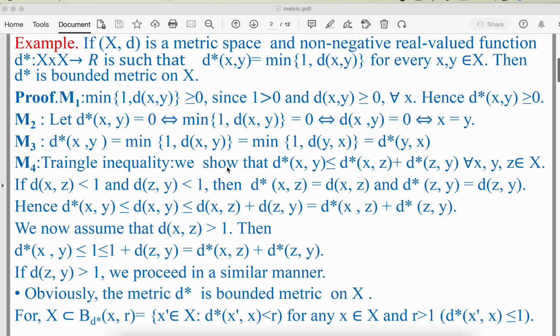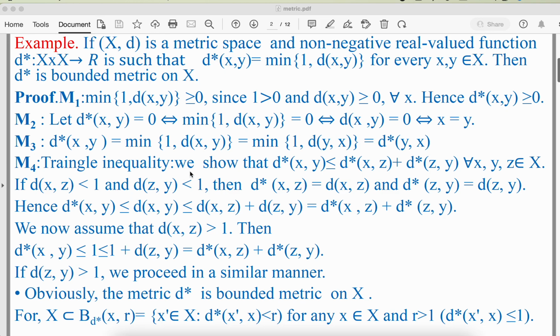Now we will check the triangle inequality. Means we will show that d star(x, y) is less than or equal to d star(x, z) plus d star(z, y) for all x, y, z belonging to X. So from the definition we see that d star(x, y) is 1 if 1 is less than d(x, y), and d star(x, y) is equal to d(x, y) if d(x, y) is less than 1. So d star(x, y) is the minimum of 1 and d(x, y).